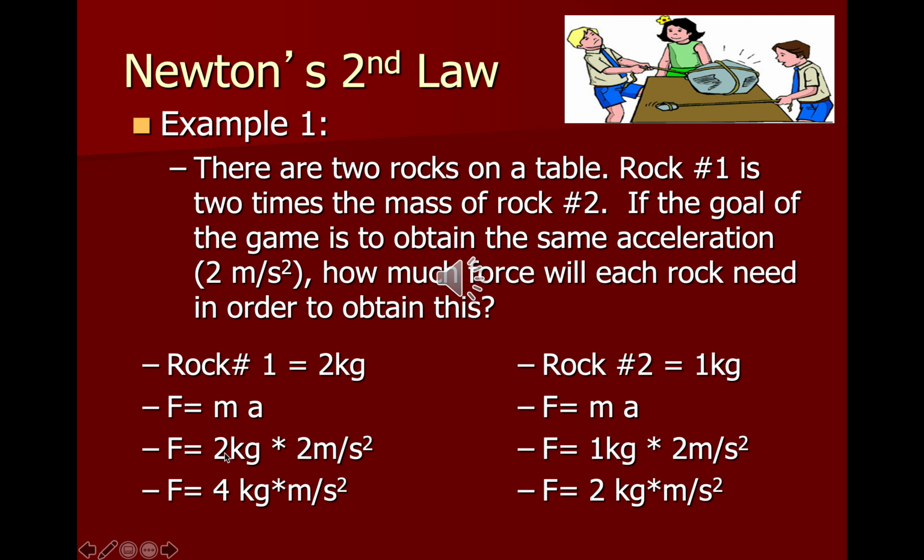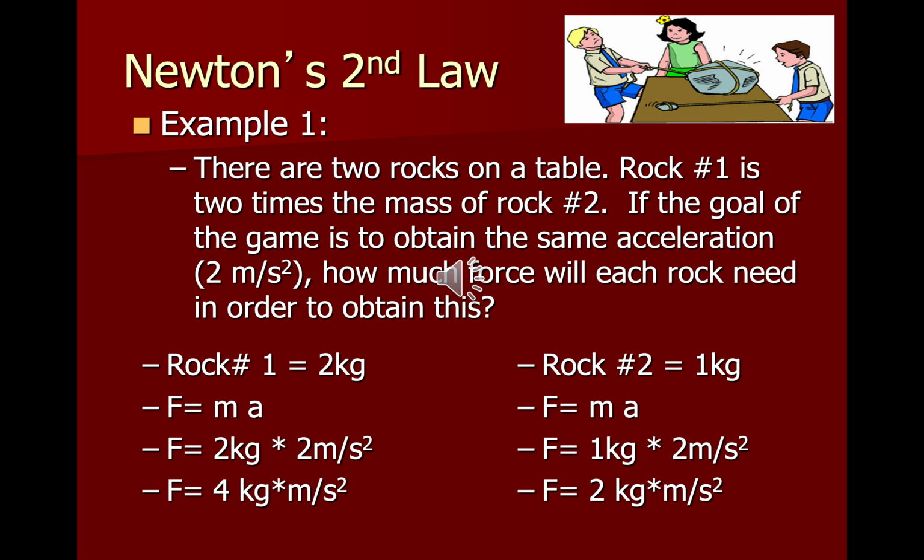So for rock 1, we simply multiply the mass, 2 kilograms, times the acceleration, which is 2 meters per second squared. I don't want to simply multiply numbers. I want you to keep the units, like I said last week and the week before. Always keep the units when you write these equations down and compute them. So we have 2 kilograms times 2 meters per second squared. And 2 times 2 is easy, it's 4.